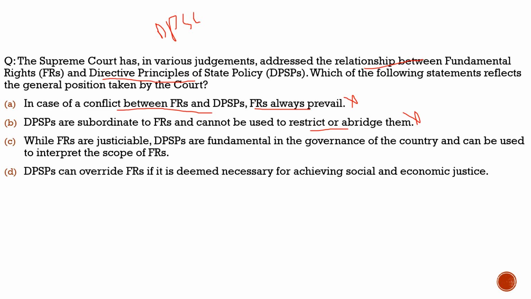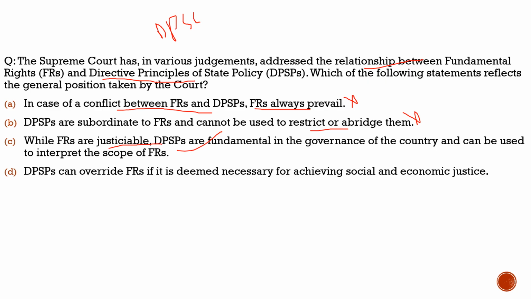Now coming to the third statement: while fundamental rights are justiciable, DPSPs are fundamental in the governance of the country and can be used to interpret the scope of FRs. This is 100% correct. This is the stand the Supreme Court has taken on the DPSPs. This is what the question asks us. Then the last statement: DPSPs can override fundamental rights if it is deemed necessary for achieving social and economic justice. This is sometimes true but not always true.